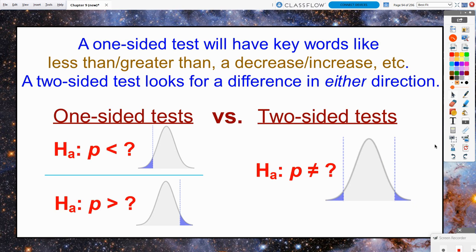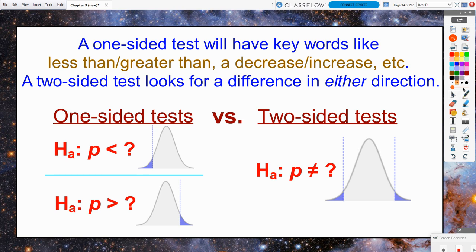How are you going to know if a problem is one-sided or two-sided? You have to look for keywords in the problem. If the problem states that they're looking for a smaller difference or a greater difference, or an increase in the proportion or a decrease, that lets you know they're looking for a less than or greater than one-sided situation. But if the problem just states that they're looking for a difference and they're not specifying which direction, then we're going to have to consider a two-sided test.